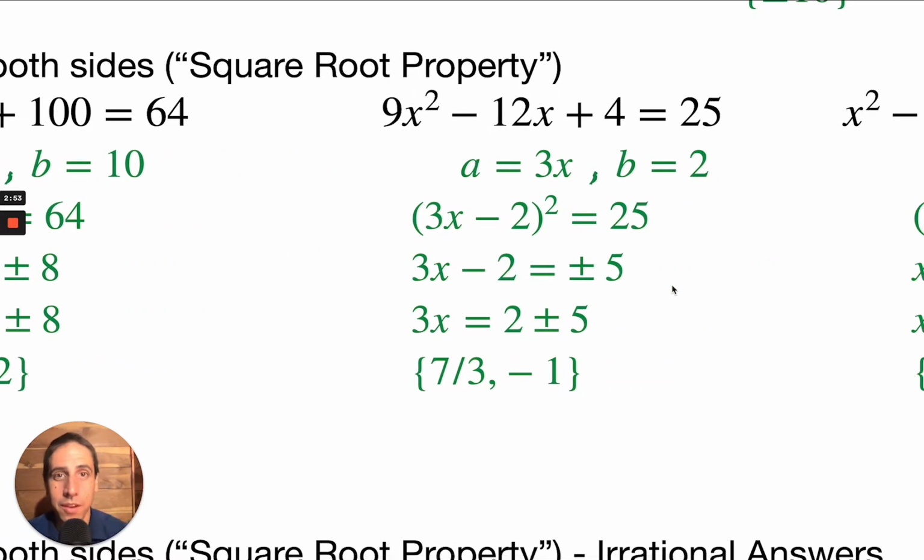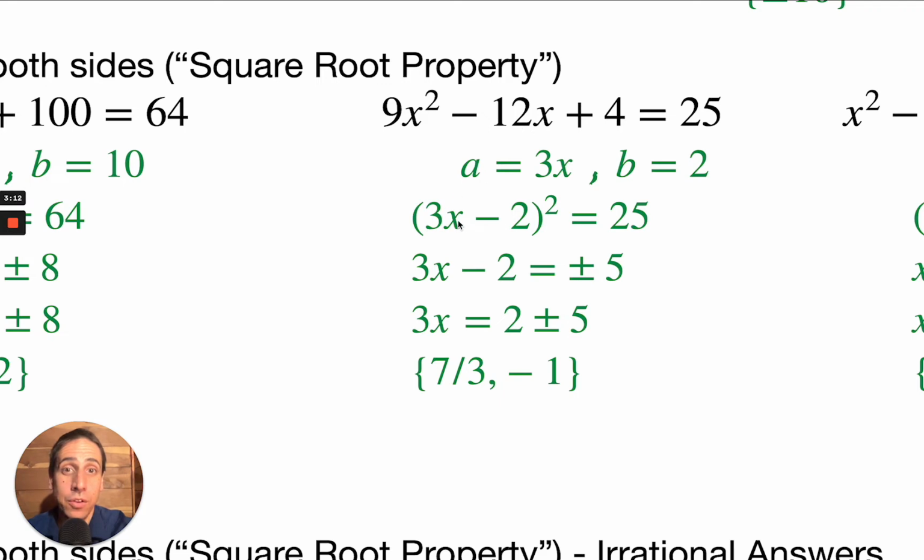9x squared minus 12x plus 4 is equal to 25. Smells like a perfect square trinomial to me, because 9x squared, take the square root of that, you get 3x as the a value. The b value would be 2. You take the square root, and if you multiply the two together, you get 6x. Double it, you get 12x.